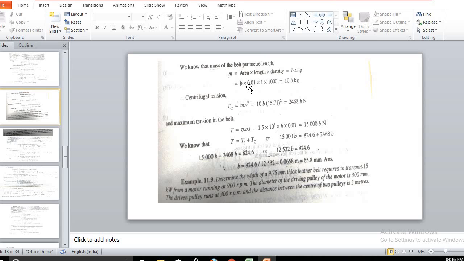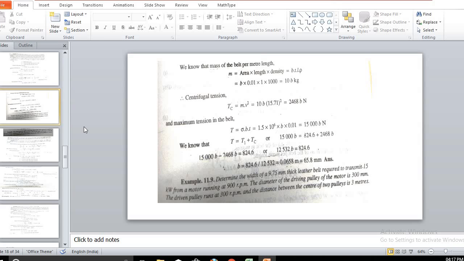B into thickness is 0.01. Length is given as 1 meter. And mass per unit volume is equal to density. So mass is equal to density into volume, area into length. Area is width into thickness, so B into 0.01, length is 1 meter, density is given as 1000 kg per meter cube. So the mass value in terms of width is 10B kg.